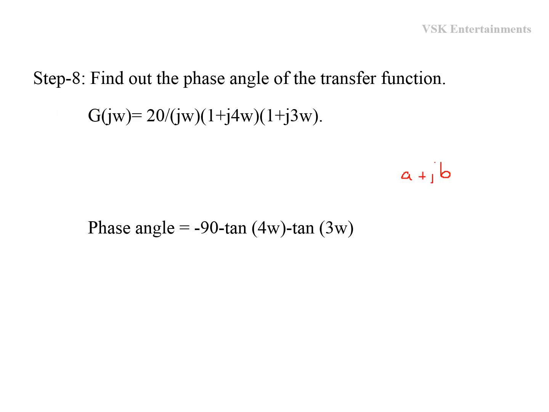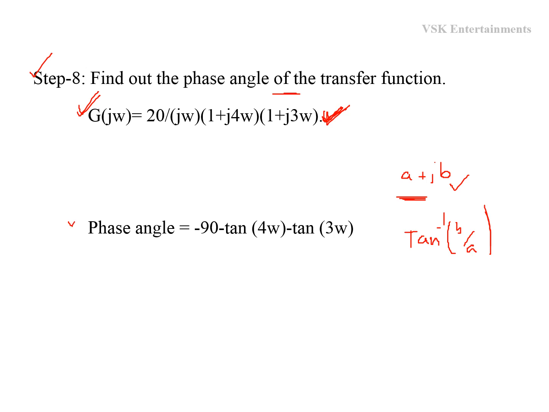In the next step, you have to find the phase angle for the given transfer function. This is our transfer function, G of j omega equal to this. It is in the form of a plus jb. If the factors are in the form of a plus jb, then the formula for the phase angle is tan inverse of b by a. By using this formula, find the phase angle for the given transfer function for each and every factor.